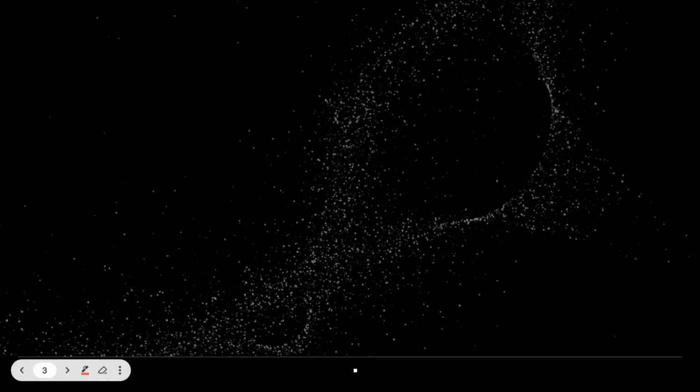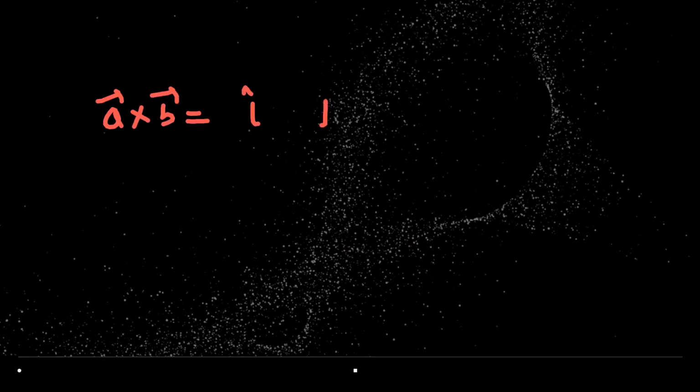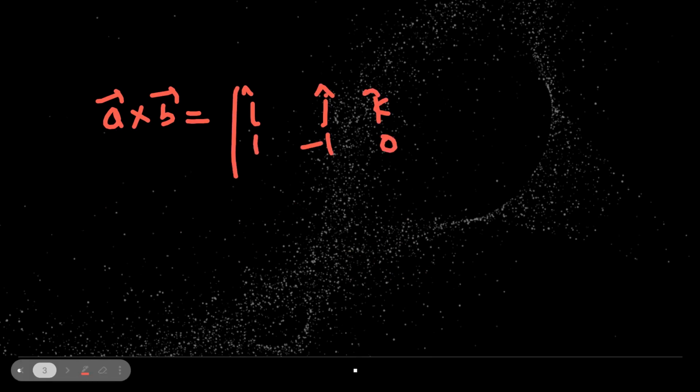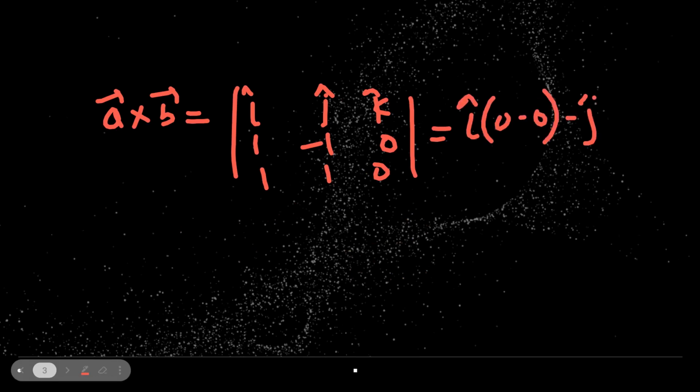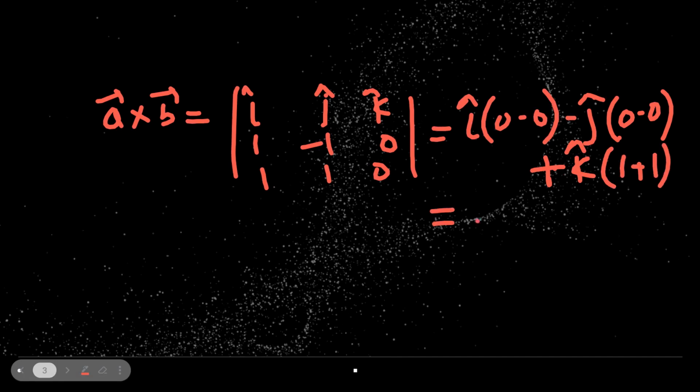Without wasting time, let's find out vector A cross vector B, which is equal to the determinant of i cap, j cap, k cap; 1, minus 1, 0; 1, 1, 0. It is going to give you i cap (0 minus 0) minus j cap (0 minus 0) plus k cap (1 plus 1). Now this is solved by using the concept of determinants, which is going to give you 0 i cap minus 0 j cap plus 2 k cap.